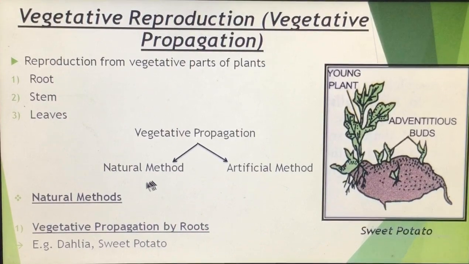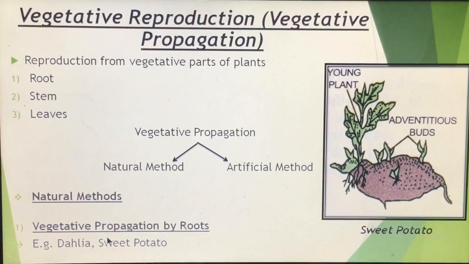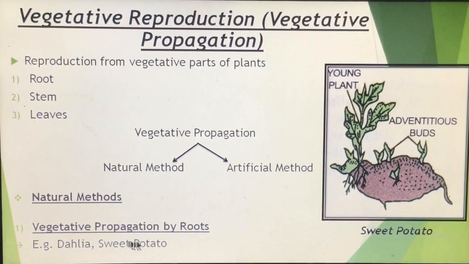Now natural method of vegetative propagation, one is vegetative propagation by the roots. That means roots of a plant give rise to another plant. The example of vegetative propagation by the root is dahlia and the sweet potato. Sweet potato तुम्हें मालूम होगा जो हम शकरकंदी खाते हैं, that is known as a sweet potato. जो हम ये शकरकंदी खाते हैं ना, actually ये होता क्या है? ये root है. Root stores the food material. So this is a sweet potato.